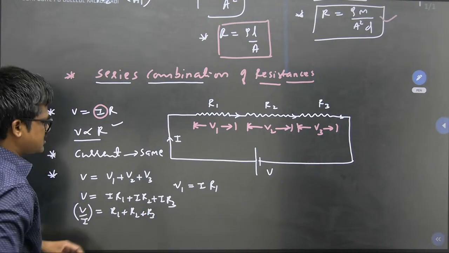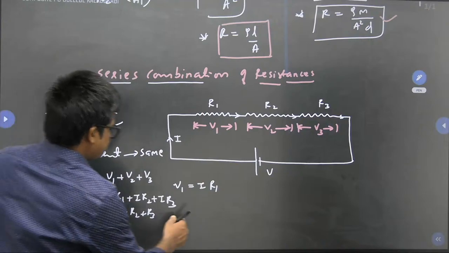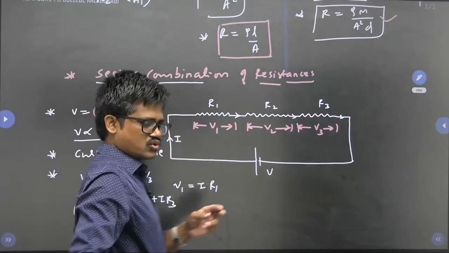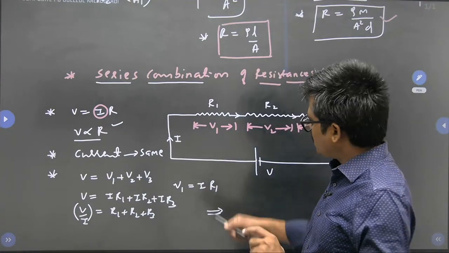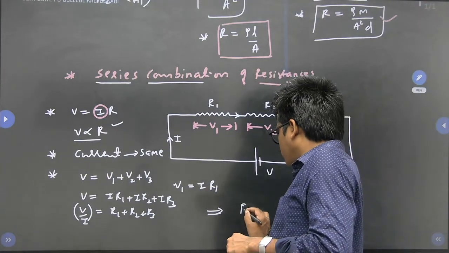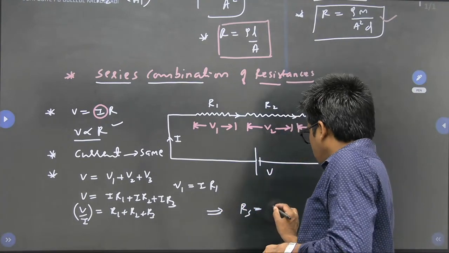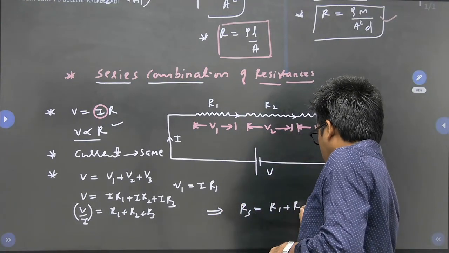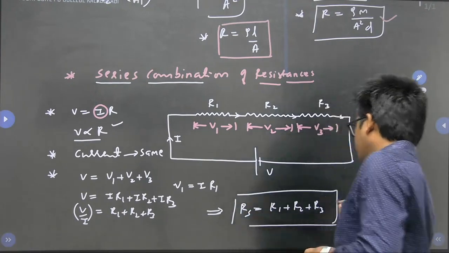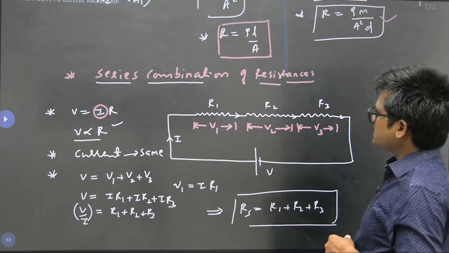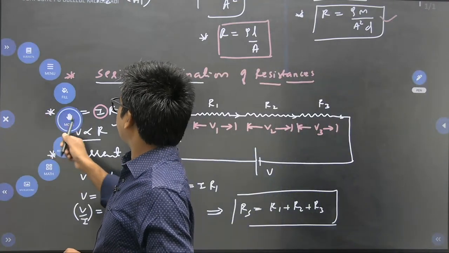Then what is V? Total supplied voltage and net current gives you net resistance. So this can be written as total applied voltage divided by total net current developed there, which gives the net resistance of the circuit. That is equal to the net resistance, let us say subscript RS, which will be R1 plus R2 plus R3. This is the net resistance in the series combination.